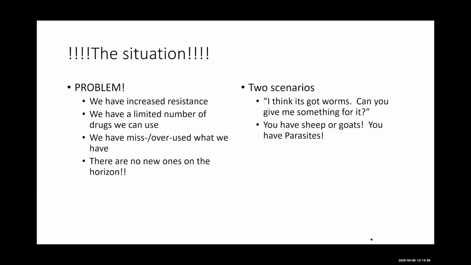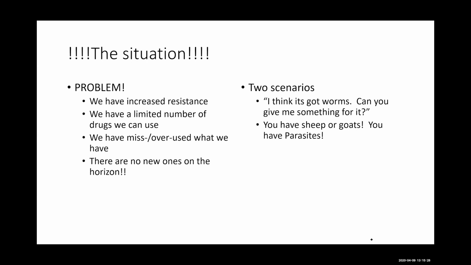The biggest problem we have with wormers is we are seeing increased resistance. That is, the wormer will not work against the parasite that's giving us trouble. We have a limited number of drugs that we can use, and we are seeing resistance to all of them. We've overused or misused what we do have, and the real dilemma is there really aren't any new ones on the horizon at this juncture.